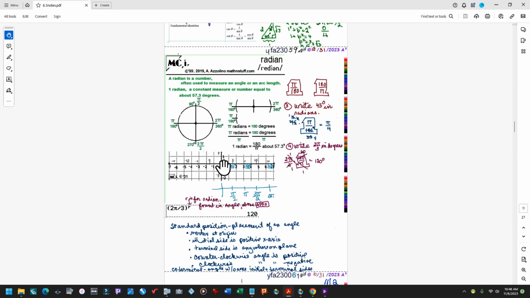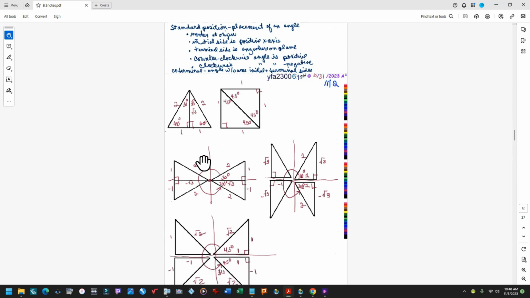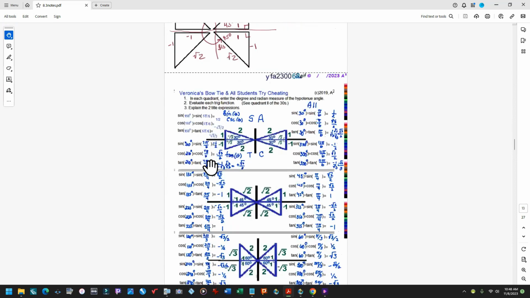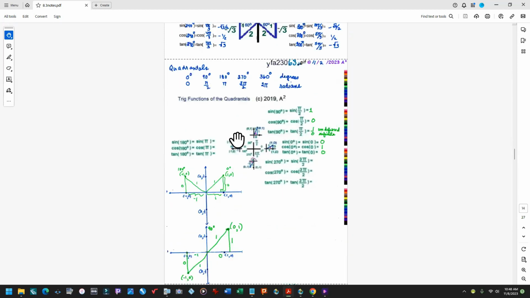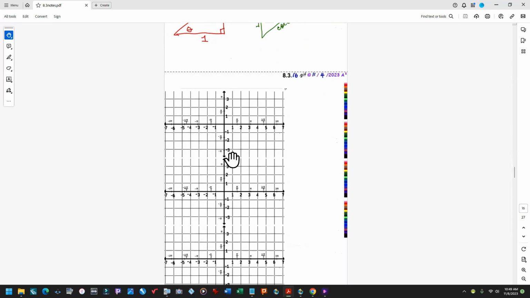All that can be graphed on a coordinate plane, and we used those graphs. We looked at them going around the circle. We looked at them in each quadrant. We looked at the quadrantals. We analyzed the unit circle as shown in this picture, and then we got to the graph paper. I'm going to make this a little bigger.